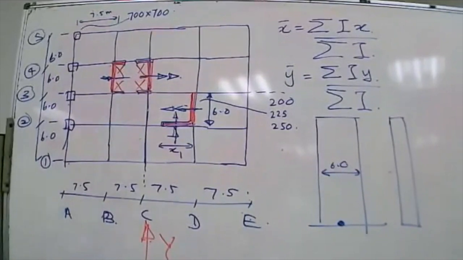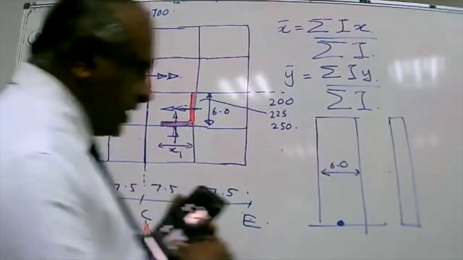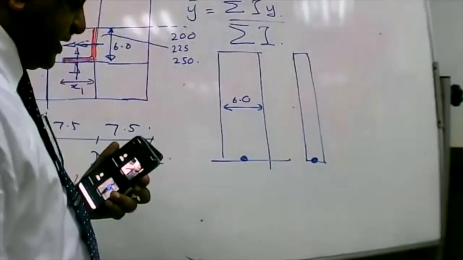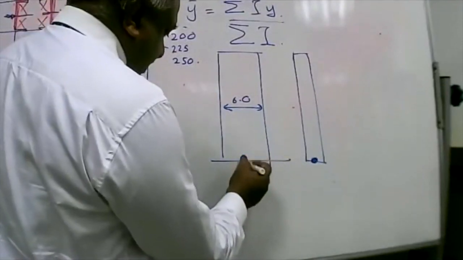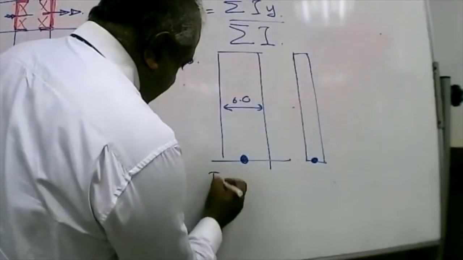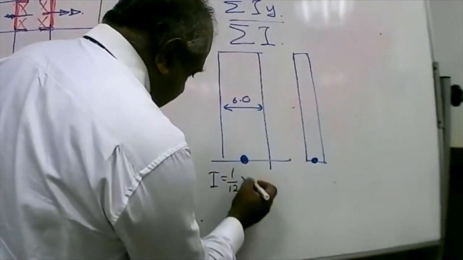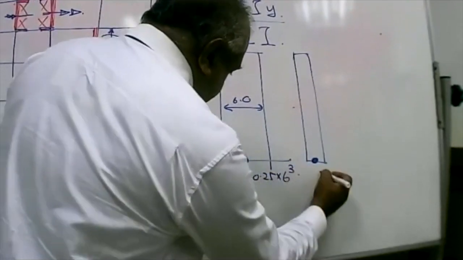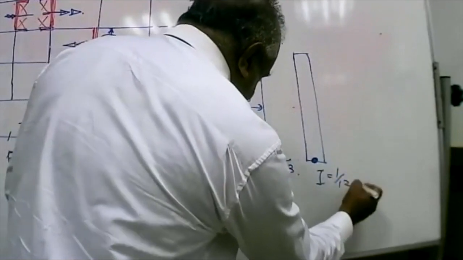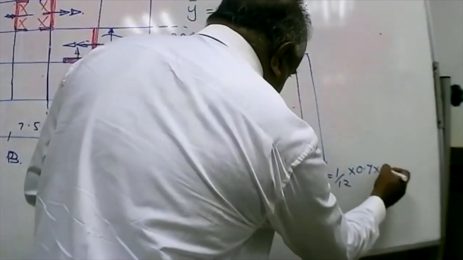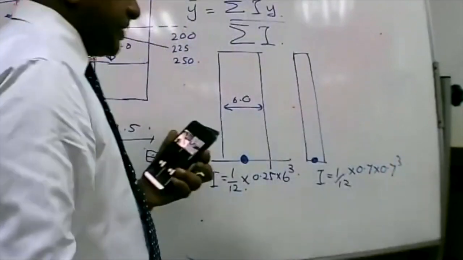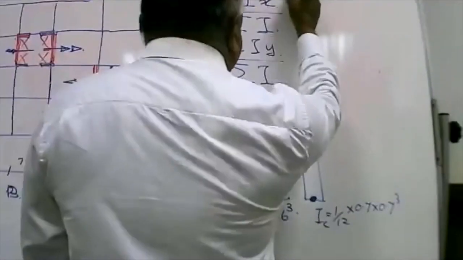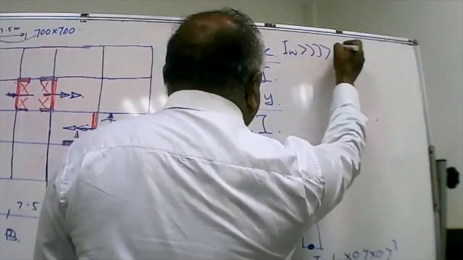But the important point today we have to look at is the wall is bending about an axis like that. Column is bending, beam is bending. So I value of wall is 1/12 into breadth 0.25 into 6³. And here I of column is 1/12 into 0.7 into 0.7³. So what can you say about the I value of wall and I value of column? I wall is much, much, much bigger than I column.